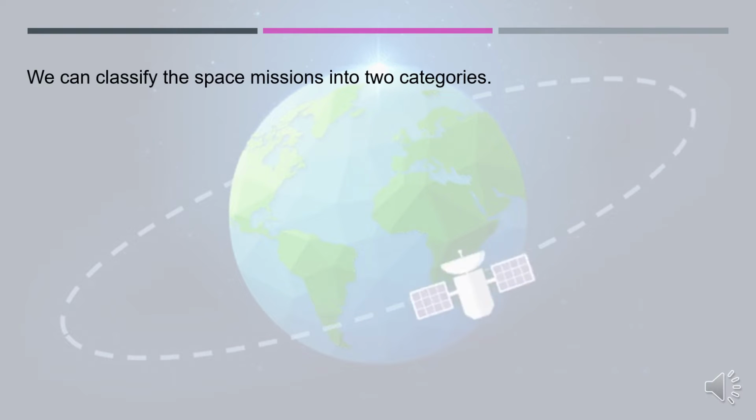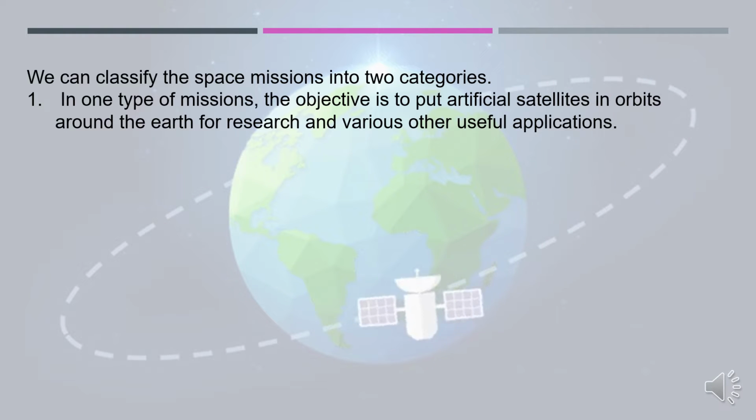Okay. Now we can classify the space missions into categories. First category is, in one type of mission, the objective is to put artificial satellites in orbits around the Earth for research and various other useful applications. We will put an artificial satellite in orbit, and as you can see behind, the satellite is moving in a polar orbit around the Earth for research and various other useful applications.